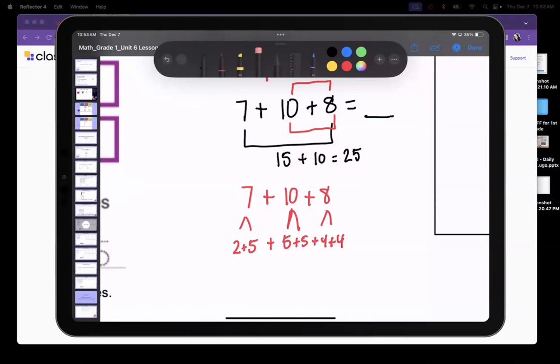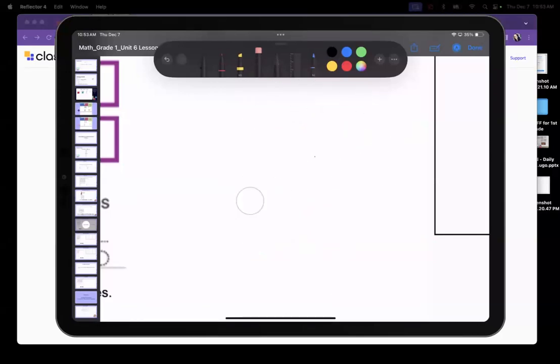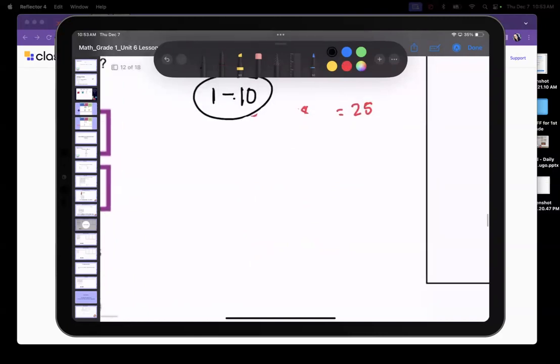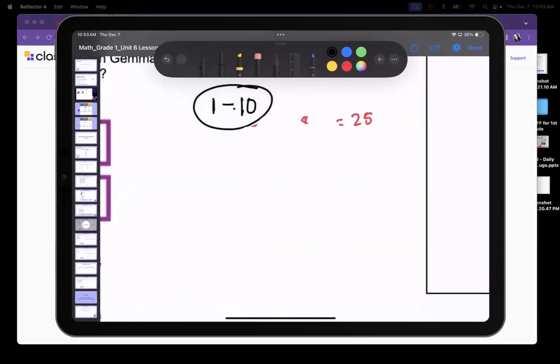Awesome. Okay, I'm going to do one more. Ready? We're going to do one more. Let's see if Quinn, give me a number between 1 and 10.